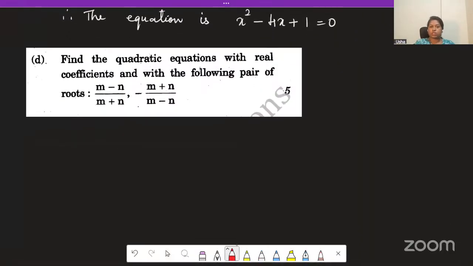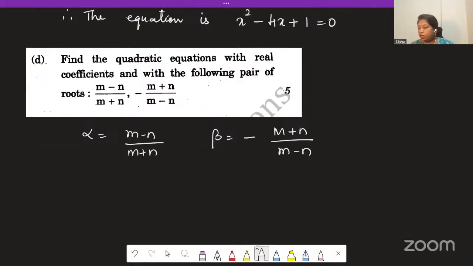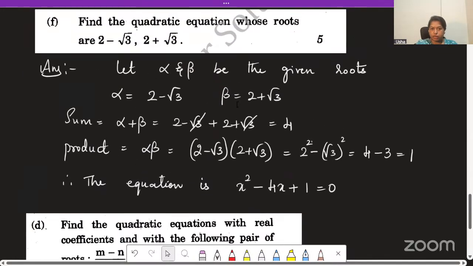Now here we have roots given. I will take this as alpha and this as beta. Okay. Now what is alpha? It is m minus n divided by m plus n, and beta is minus m plus n divided by m minus n. Okay, now we will first find the sum. I am not writing the solution properly. I have already written the solution here.